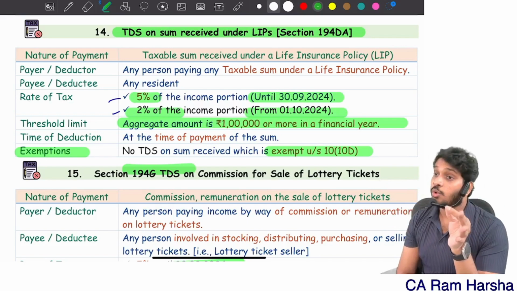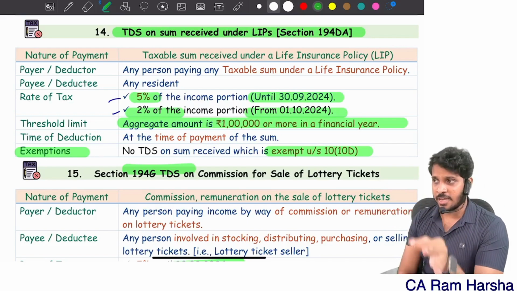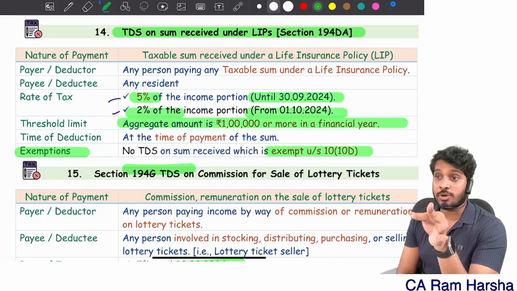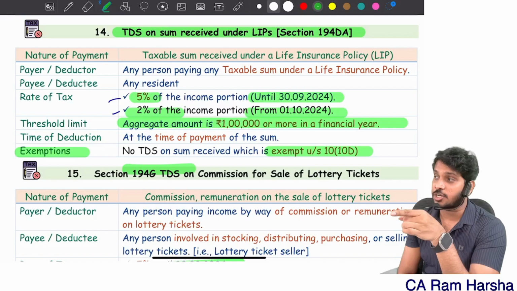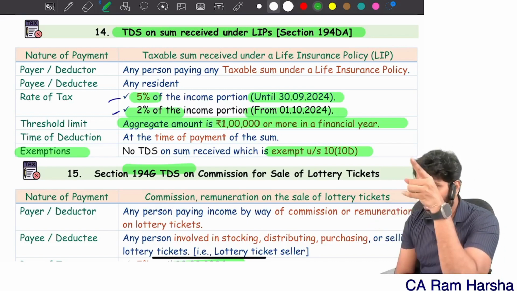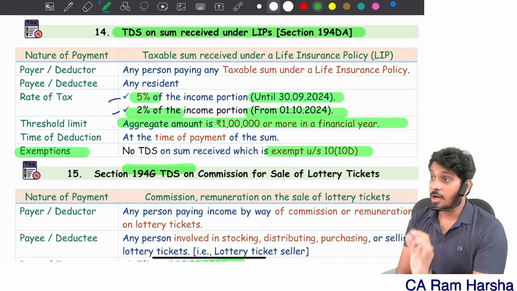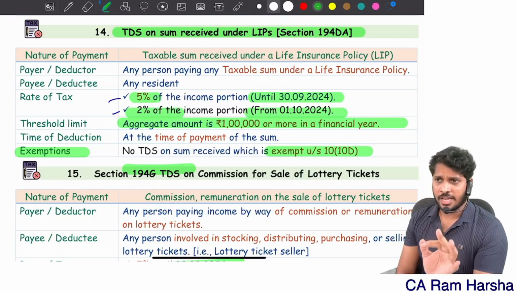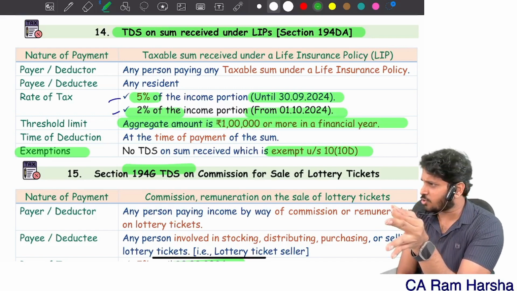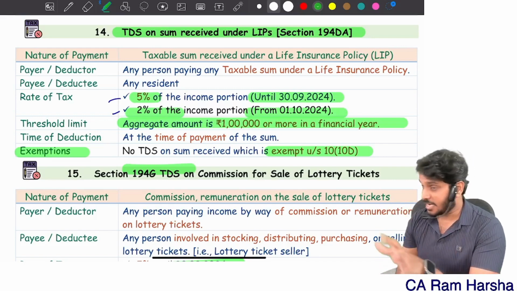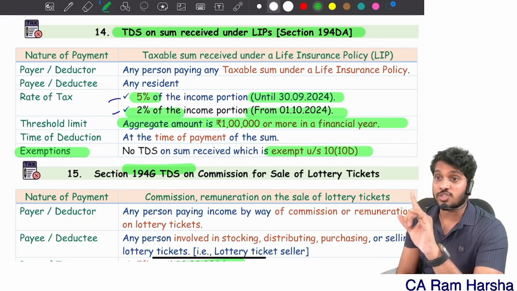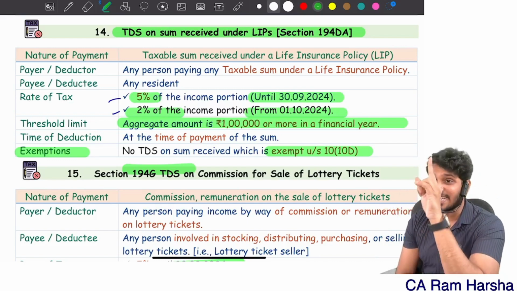Are you getting it? Which means the insurance company should deduct TDS on the insurance amount only when the amount is taxable for you under income from other sources under 56(2)(xiii). Yes or no? Only then they should deduct TDS, provided the amount paid exceeds 1 lakh. Suppose the insurance company released only 90,000. That is taxable for you, 10(10D) exemption does not apply. TDS will not apply because the amount is less than 1 lakh.